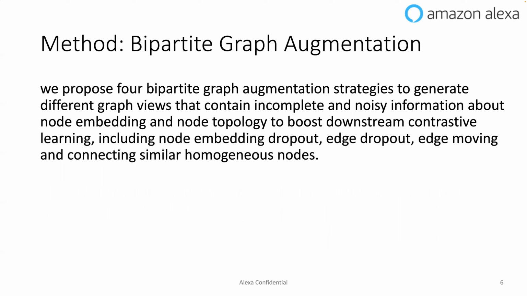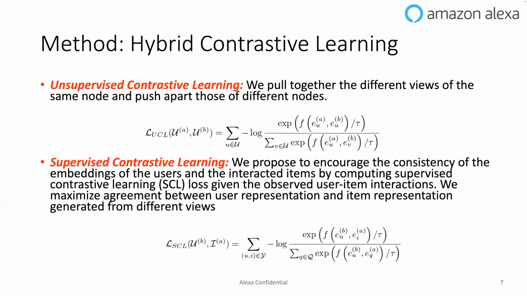First of all, we propose four bipartite graph augmentation strategies to generate different graph views, including node embedding dropout, edge dropout, edge moving, and connecting similar homogeneous nodes. For the hybrid contrastive learning part, we define unsupervised contrastive learning by putting together the different views of the same node and putting apart those of different nodes.